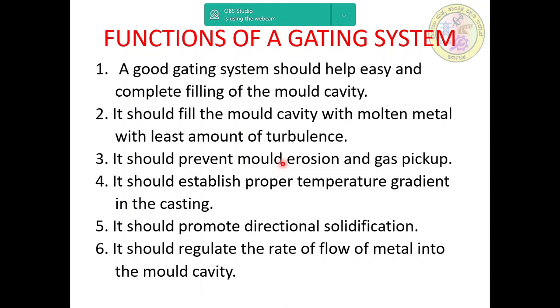It should establish a proper temperature gradient in the casting. It should promote directional solidification. It should regulate the rate of flow of metal into the mold cavity.